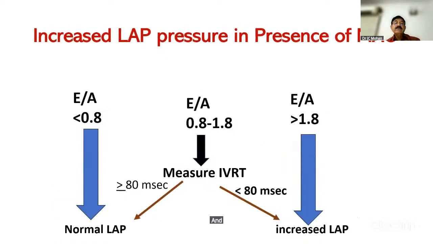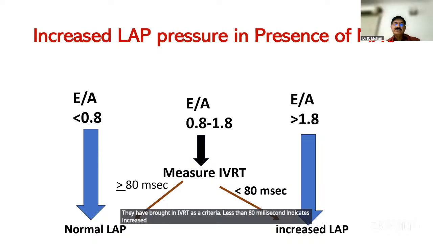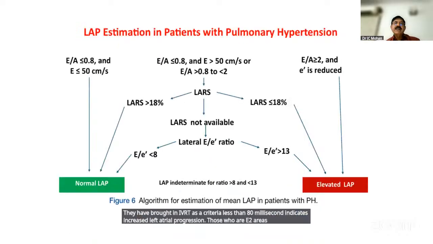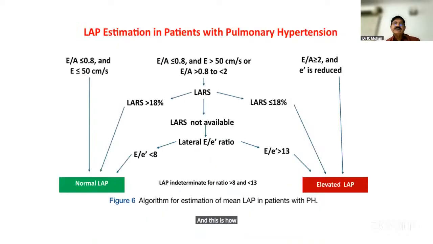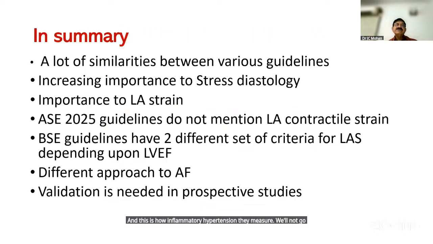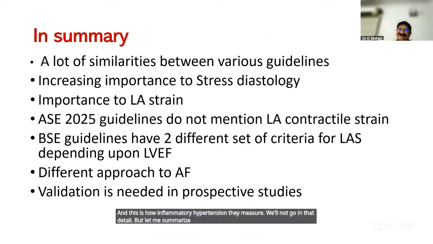And we do understand that in MAC, as Dr. Singh showed, they have brought in IVRT as a criterion. Less than 80 millisecond indicates increased left atrial pressure, with E/A ratio more than 1.8. And this is how they measure in pulmonary hypertension. We will not go into that detail. But let me summarize. And we will discuss all these things in much greater detail when we present cases to you.